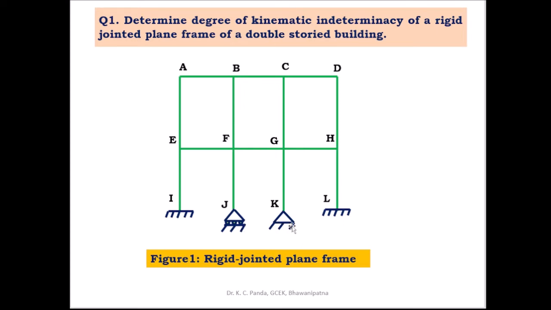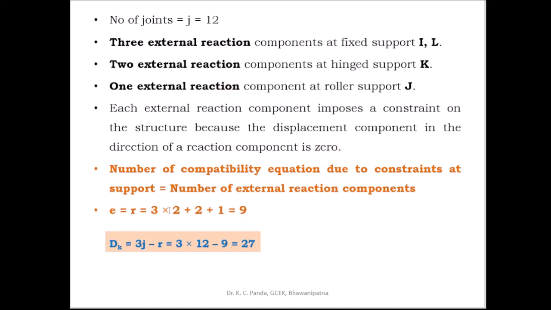As you know, in fixed support there are 3 reaction components, at the roller support there is 1 reaction component, and at the hinge support there are 2 reaction components. So the total number of reaction components is 3 plus 1 plus 2 plus 3, total 9. The total number of reaction components, 9, is equal to the number of compatibility equations: E = R = 3 × 2 + 2 + 1 = 9.